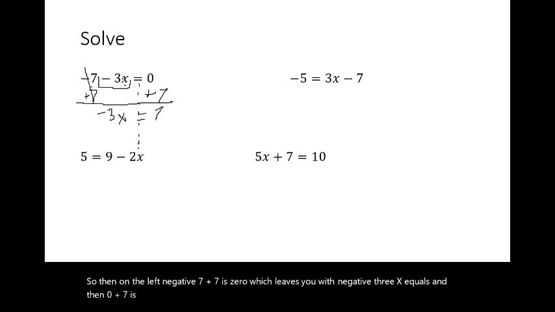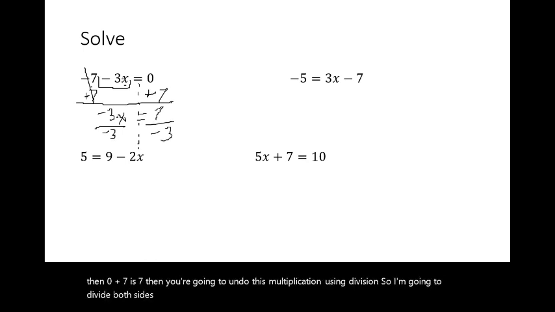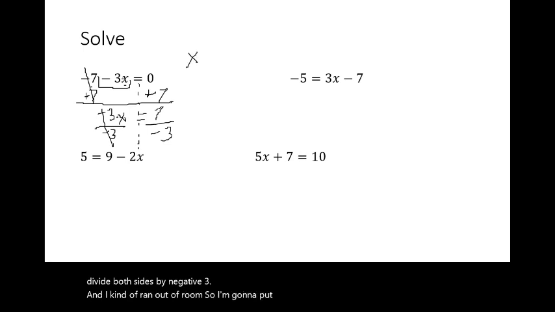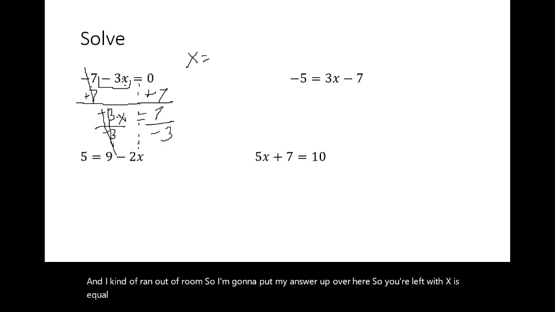Then you're going to undo this multiplication using division. So I'm going to divide both sides by negative 3. Now I kind of ran out of room, so I'm going to put my answer up over here. So you're left with x is equal to 7 divided by negative 3. Yes, it is a decimal, and you're not going to input a decimal as your answer. You can and will often get a fraction for a final answer.